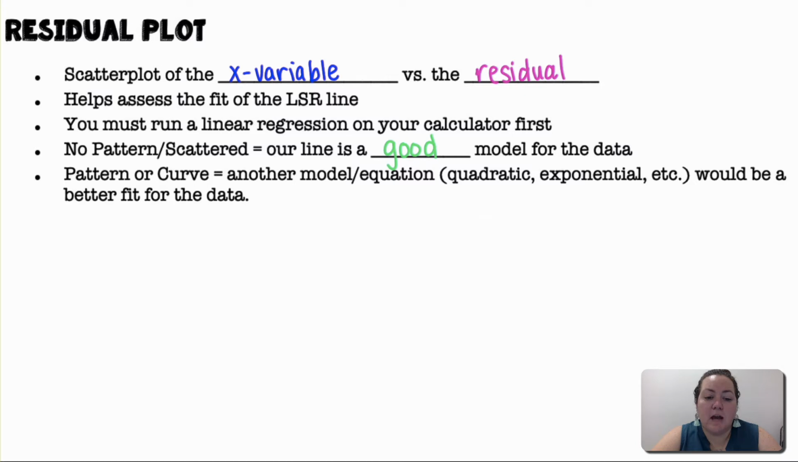No pattern, or scattered, means our line is a good model for the data. So we want to see the residuals scattered with no obvious curve or pattern. If it has a pattern or a curve, another model or equation, maybe quadratic, exponential, something like that, would be a better fit for our data.